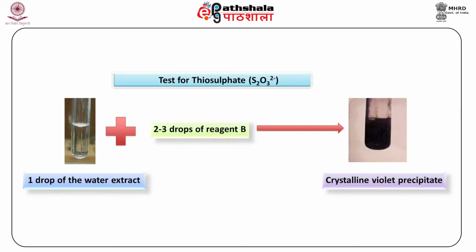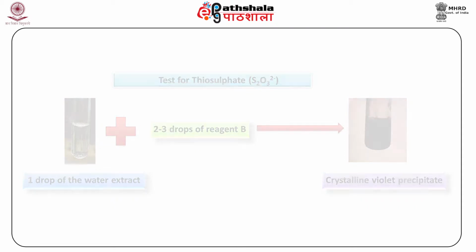Put 1 ml of the neutral or slightly alkaline water extract in a fresh test tube. After this, add 2 to 3 drops of reagent B to it. Formation of a crystalline violet precipitate indicates the presence of thiosulphate.